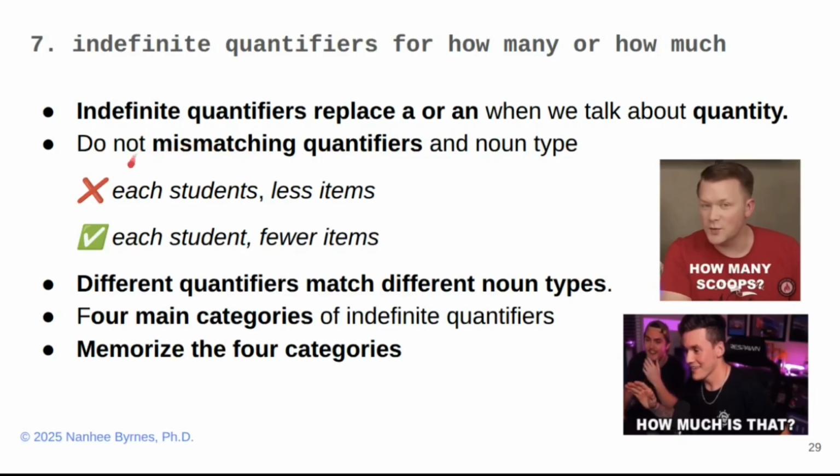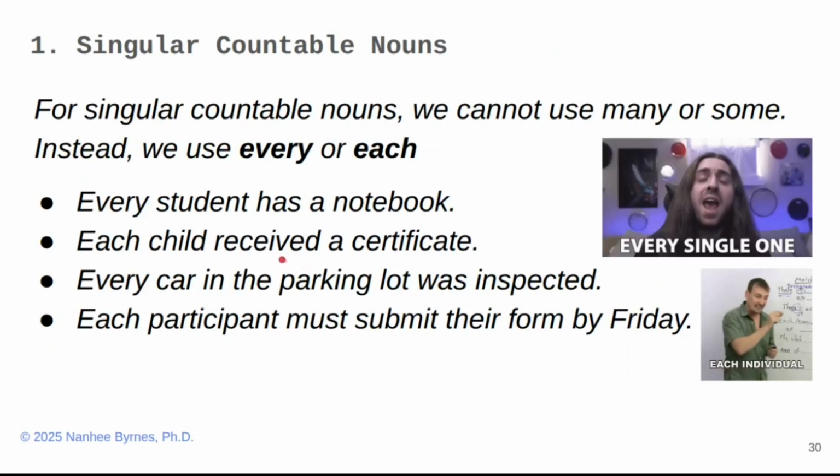thing. But here's the main problem. Students often make mistakes by not matching the quantifier to the type of noun correctly. For example, saying each student's or less items. To avoid these errors, you simply need to memorize 4 categories of indefinite quantifiers and learn which noun type each one matches. Once you know that, it becomes very easy to use them correctly.